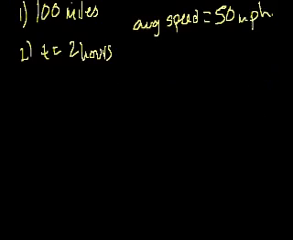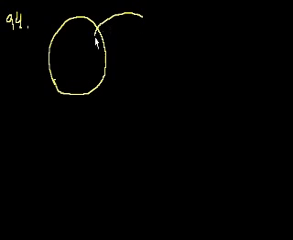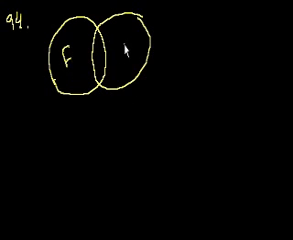Next problem. 94. In Jefferson School, 300 students study French or Spanish or both. If 100, okay, this sounds like a Venn diagram. French or Spanish or both. So this is French, this is Spanish, and this right here is both in the intersection. If 100 of these students do not study French, okay, they study French or Spanish or both. There's not an option to do neither. If 100 of these students do not study French, how many of these students study both French and Spanish?